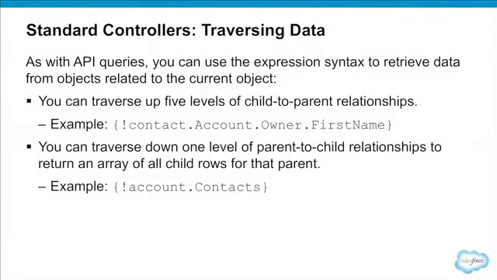Okay. So even though you can display, for instance, on a contact page, you can display account information, you can't modify that account. You can only modify the contact in a standard controller. Okay. When we're getting data, we can go up 5 levels or down 1 level. When we're setting data, we are limited to the object being referenced in the standard controller attribute.